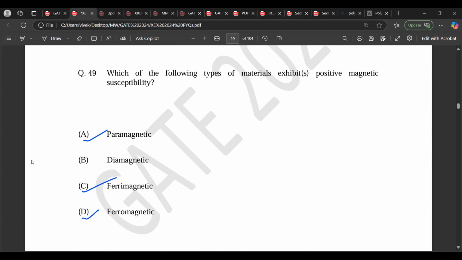Which of the following types of material exhibit positive magnetic susceptibility? See, before this GATE 2024, I shared the same test series material, right? And each slide that is given there is so condensed, you have to memorize it at any cost.